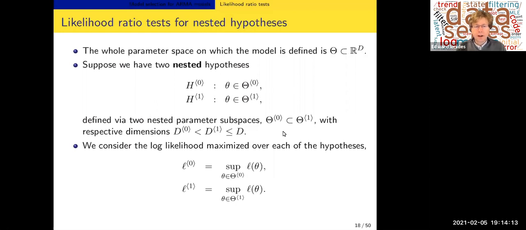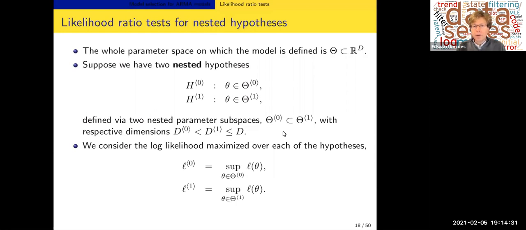This is chapter 5, part 2 from slide 18. So we're going to review likelihood ratio tests. Now, likelihood ratio tests apply to nested hypotheses, and here's what it means to be a nested hypothesis.